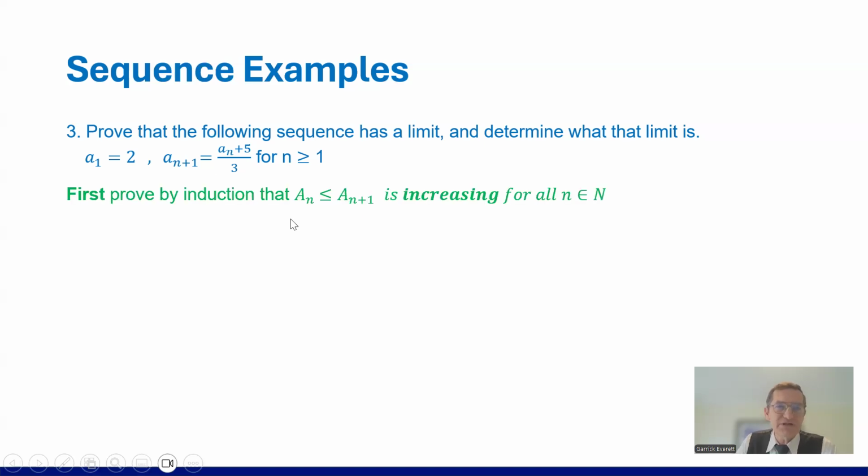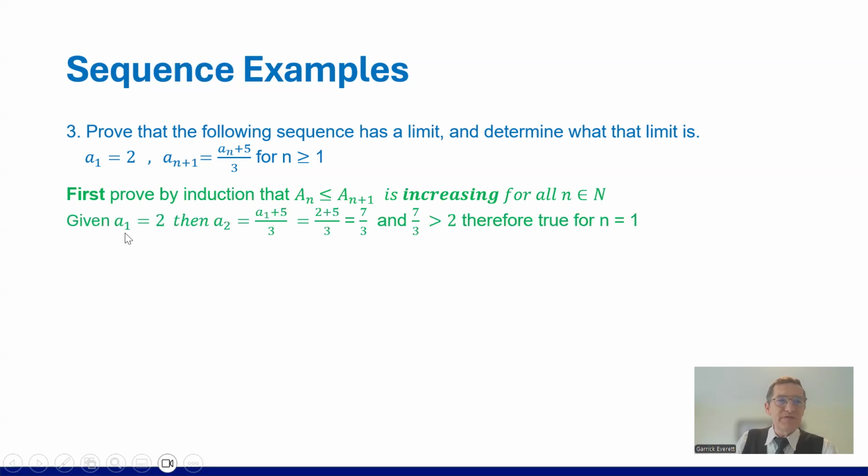First, we're going to prove by induction, and it's really good, I think, here that we've got 2 steps. Both of them are induction, which you will have done in high school, so you should be quite used to it. It might not be fresh in your brain, so this is a good practice for you. First, prove by induction that A_n is less than or equal to A(n+1), that the sequence is increasing for all n as elements of the natural numbers. So that's our first step.